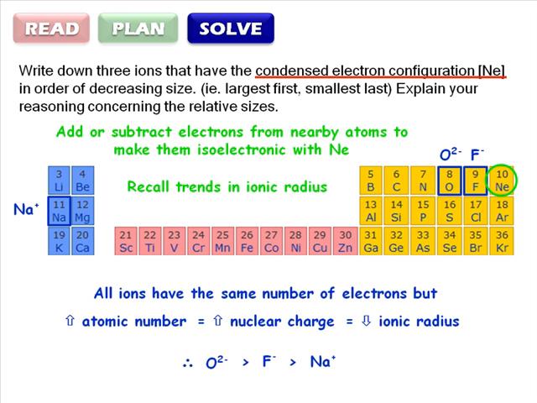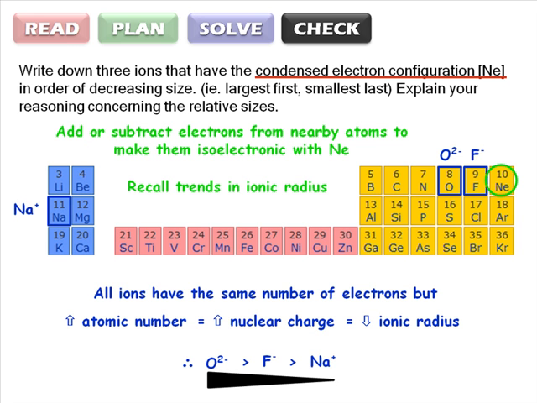Finally, check your answer. Make sure the ions are written from largest to smallest, and not the other way around. And check that the explanation is clear and concise.